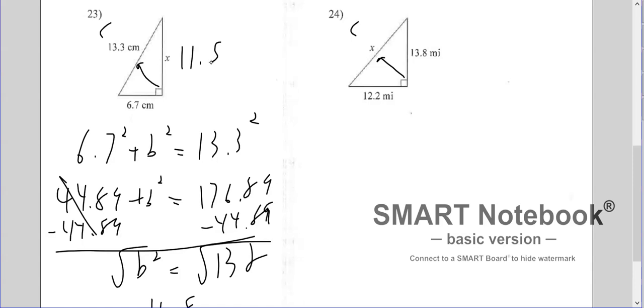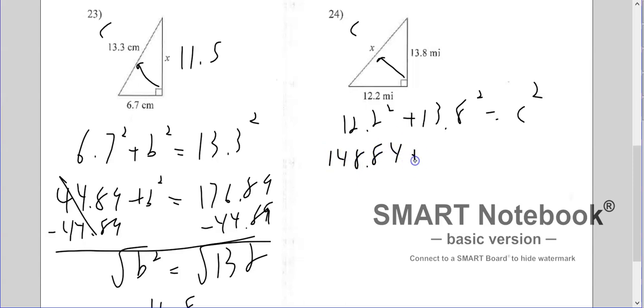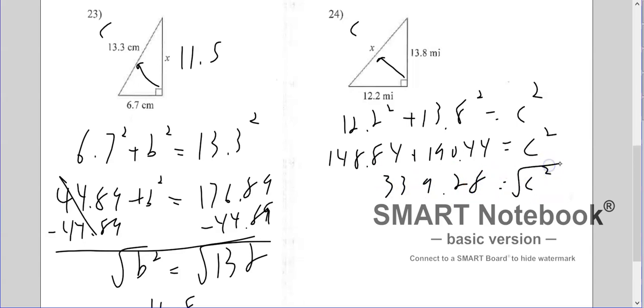24, we're missing C again. Okay, so we're going to say 12.2 squared plus 13.8 squared equals C squared. So 12.2 squared is 148.84. 13.8 squared is 190.44. We're going to add those together and get 339.28. But again, that's C squared, so we're going to square root both sides.